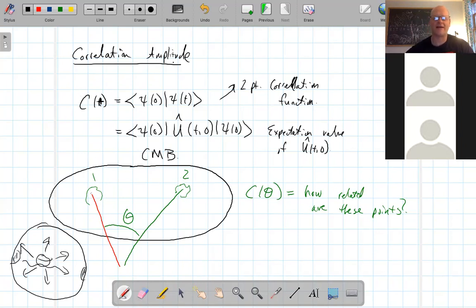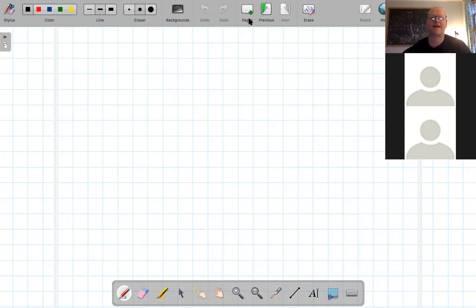So basically what we're asking is: how much is the time evolved state related to the original state? In this case, we're just doing a 2-point correlation function in time as opposed to space, right? But it has kind of the same idea.